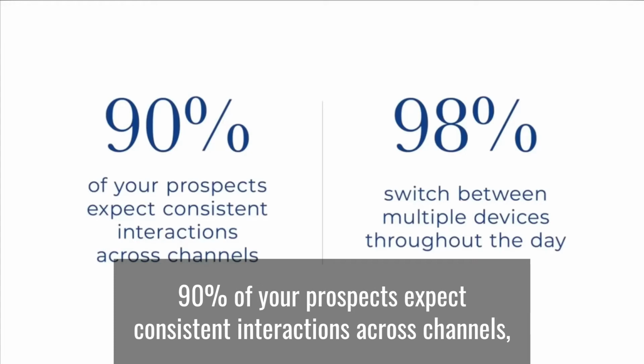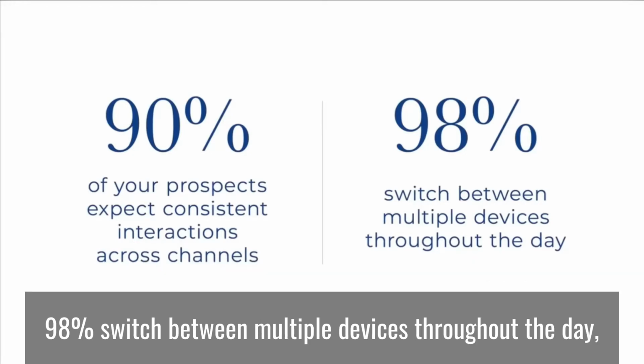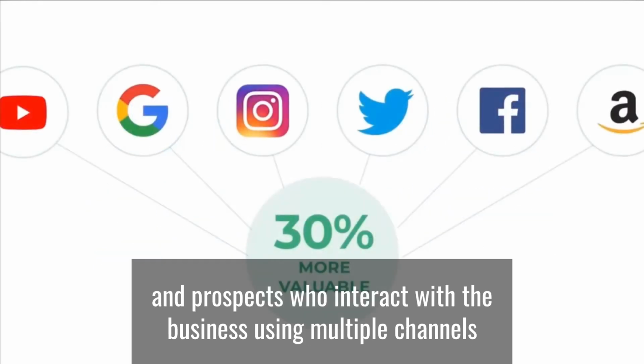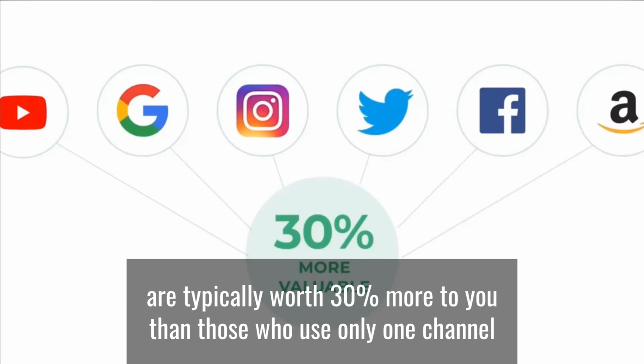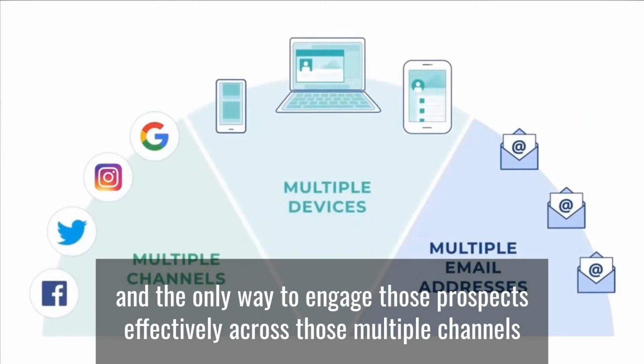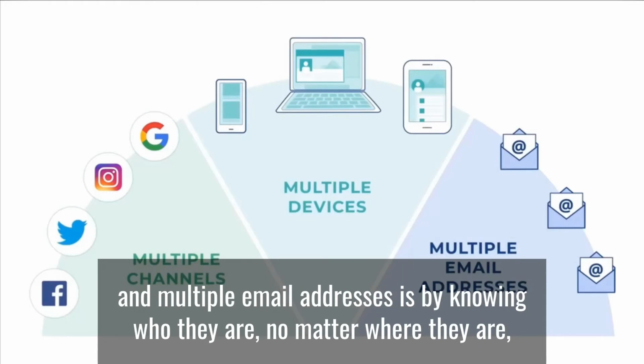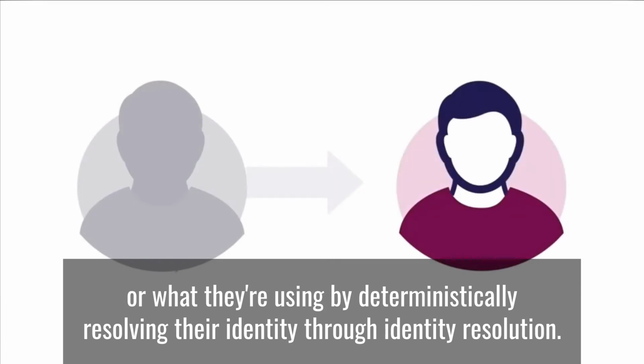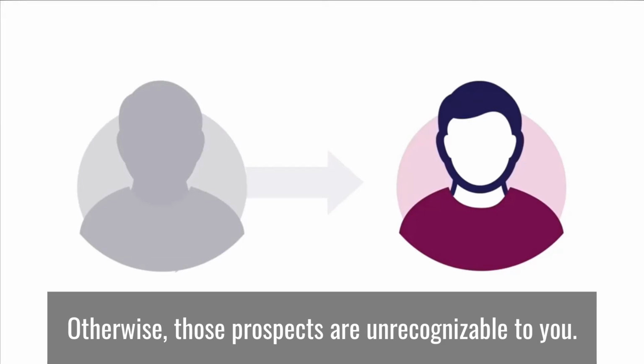90% of your prospects expect consistent interactions across channels. 98% switch between multiple devices throughout the day. And prospects who interact with a business using multiple channels are typically worth 30% more to you than those who use only one channel. And the only way to engage those prospects effectively across those multiple channels and those multiple devices and multiple email addresses is by knowing who they are, no matter where they are or what they're using, by deterministically resolving their identity through identity resolution. Otherwise, those prospects are unrecognizable to you.